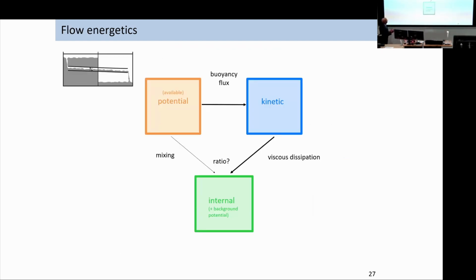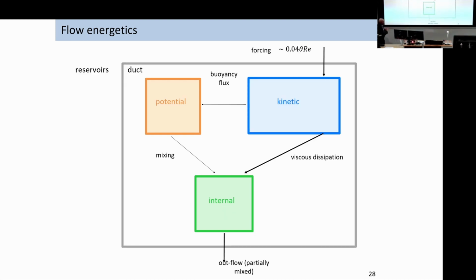Okay, so I'm going to talk a bit about the energetics and how these transitions take place. We start off with the whole system as I've drawn, and then we just take the duct itself. The reservoirs are outside the duct, and then we force the system. We either increase the Reynolds number, or I think the easiest way to think about it is just tilt it a bit more. So we increase theta Re up the top there, and that goes initially into kinetic energy. That does some mixing, produces the buoyancy flux, and we also have viscous dissipation.